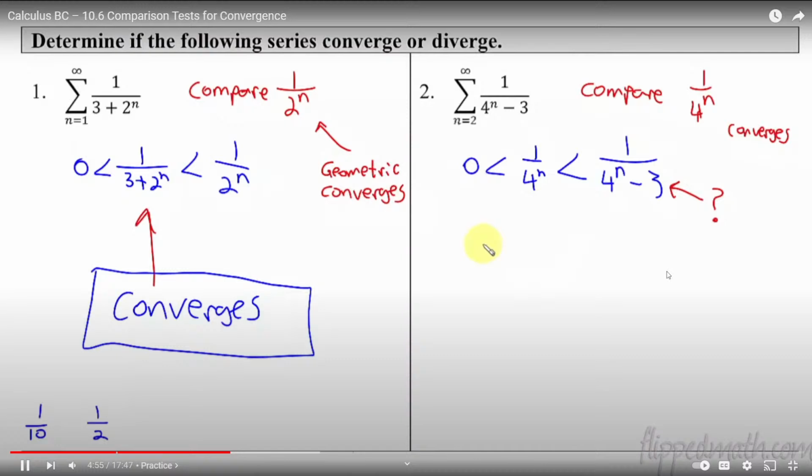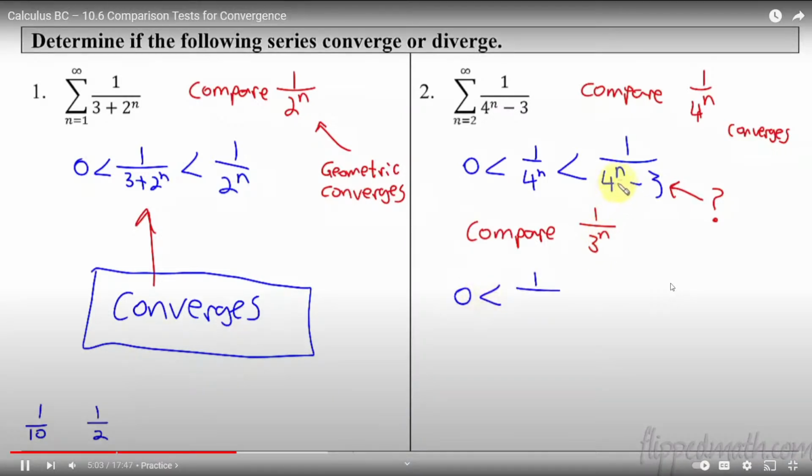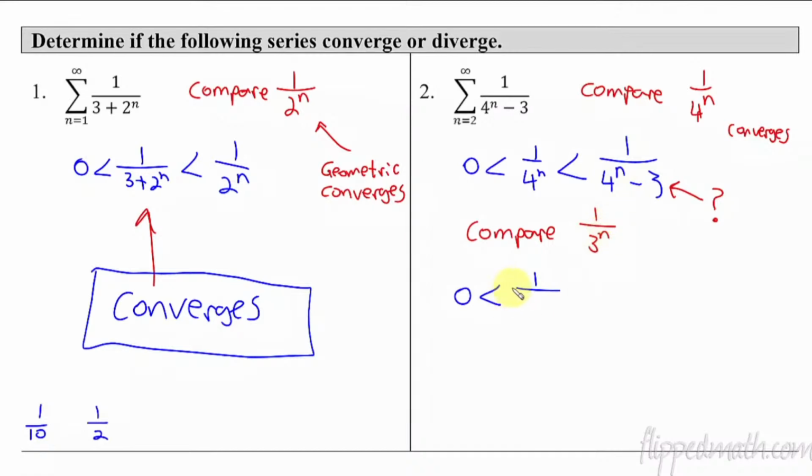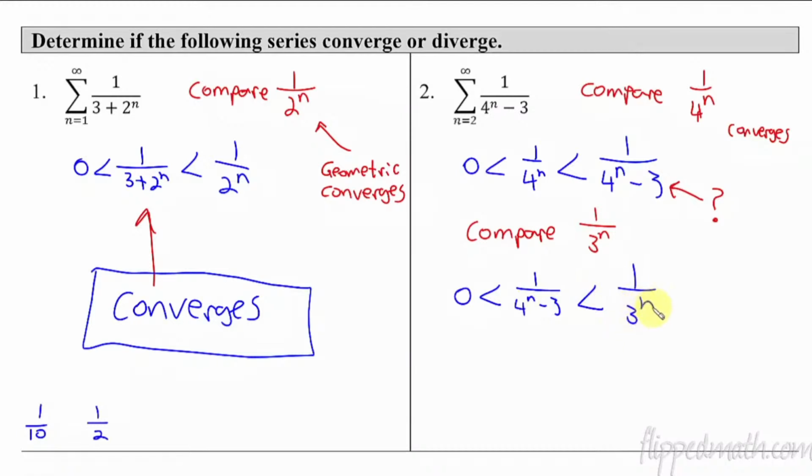So what we do is we have to come up with something else to compare it to. So let's compare 1 over 3 to the n, because now I can say 1 over 3 to the n is actually going to be larger than 1 over 4 to the n, right? Because if it's a smaller denominator, then the whole fraction is actually larger. So now 1 over 4 to the n minus 3 is less than 1 over 3 to the n. And now I know that this converges, so this thing converges. And if the one that's larger converges, then that one must also converge.